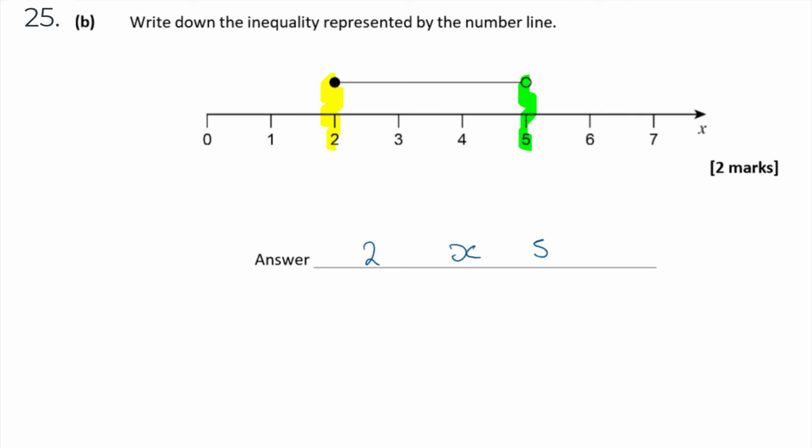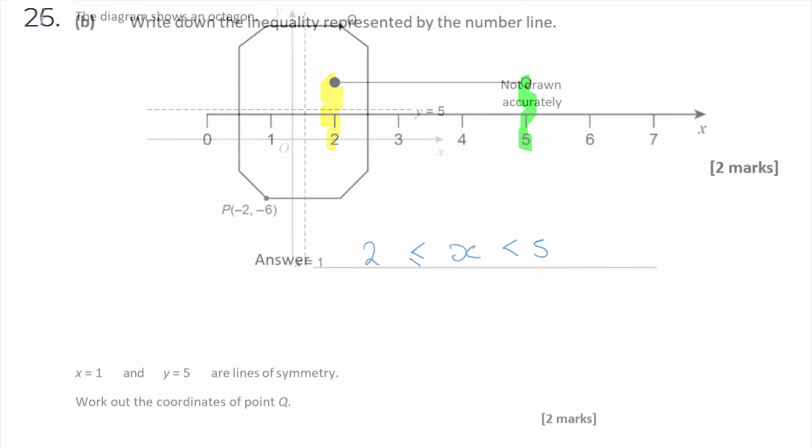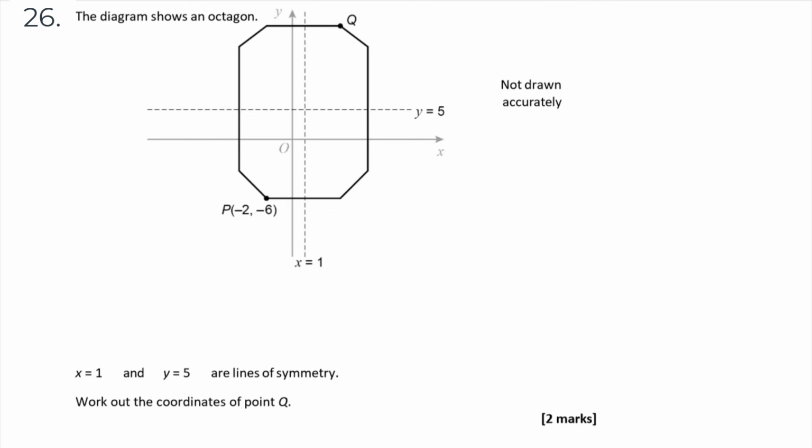So x is going to be greater than or equal to 2. On the other end, 5 has got an open circle, and that indicates that 5 isn't actually part of the inequality, so it can't be equal to 5, but it can be less than 5. So the answer is 2 is less than or equal to x, which is less than 5. That's the solution.